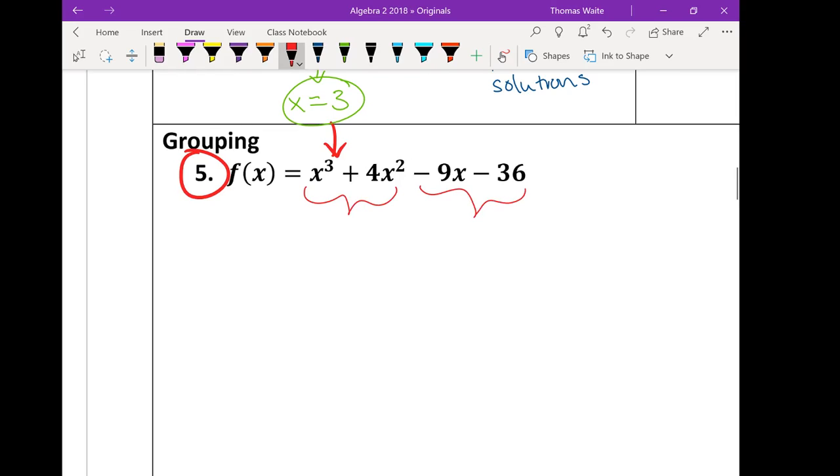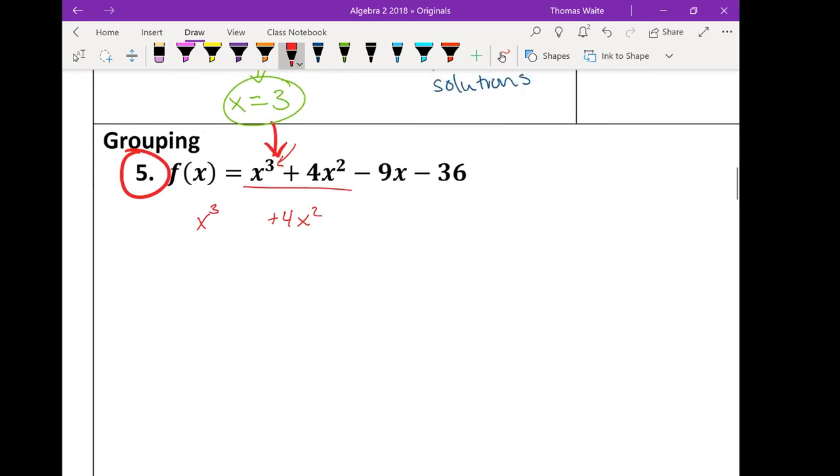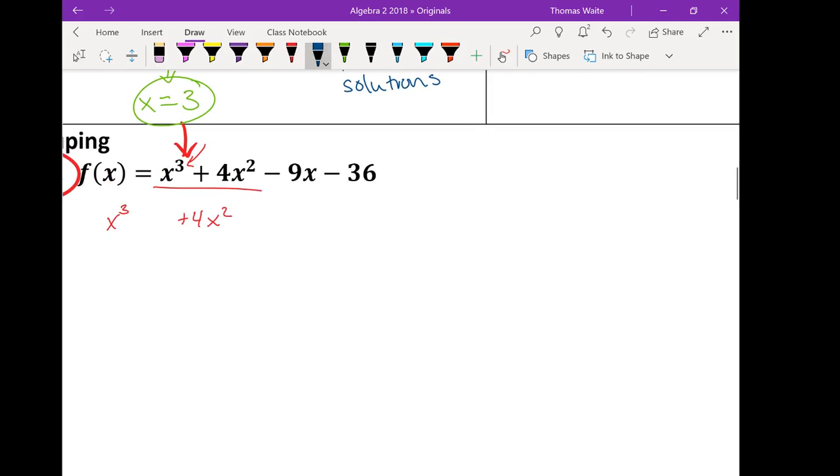Okay. To do this, we want to split these into separate groups to start. Whenever we see a cubic that has all of its terms like this, we know we're going to use grouping. That's the only method we've used. So if I split this into groups, I have x cubed, positive 4x squared, that'll be my one group. Then in a different group over here, I'm going to do negative 9x and negative 36.